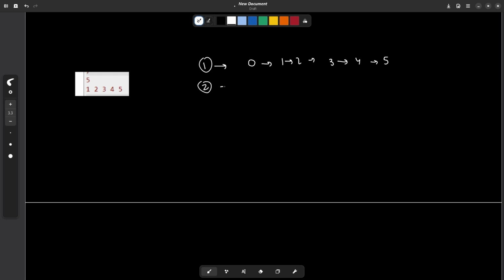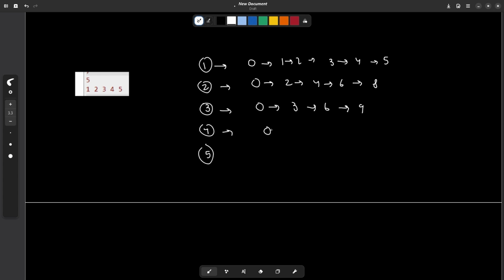The second frog can make a jump of size 2. So this frog can go from 0 to 2, then 4, then 6, and then 8. Frog 3 has a jump of size 3, so it can go from 0 to 3, then 6, then 9, and so on. Similarly for 4 it will be 0, 4, 8, and so on. For 5 it will be 0, 5, 10, and so on. Now they are saying that they can place a trap. We can place a trap at any one of the positions from 1 to n, right? We have to choose the position of the trap such that it can trap the maximum number of frogs.